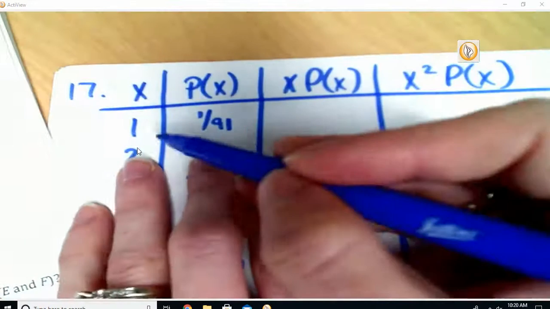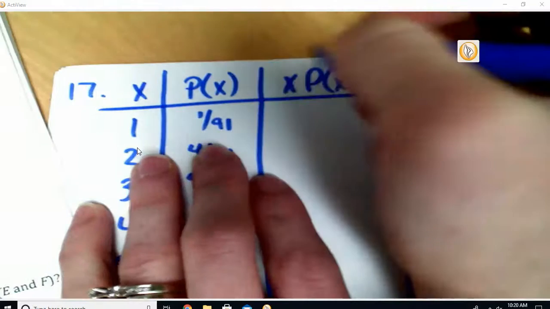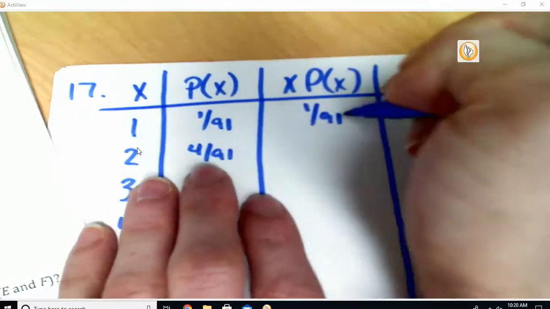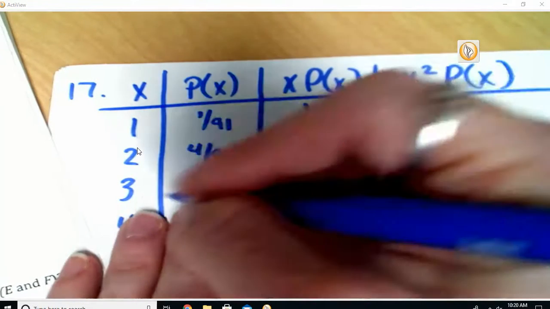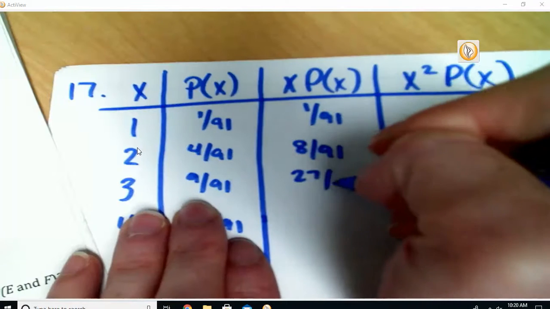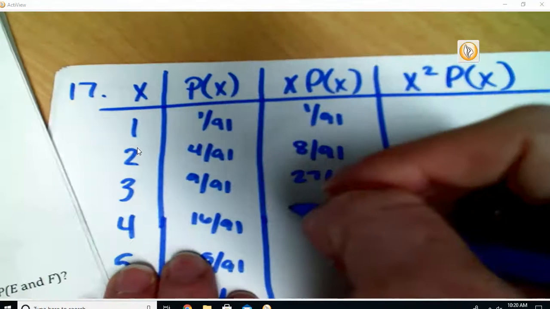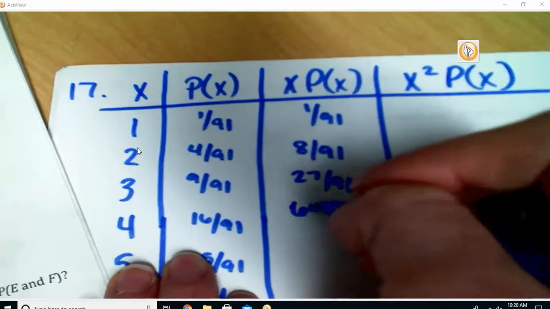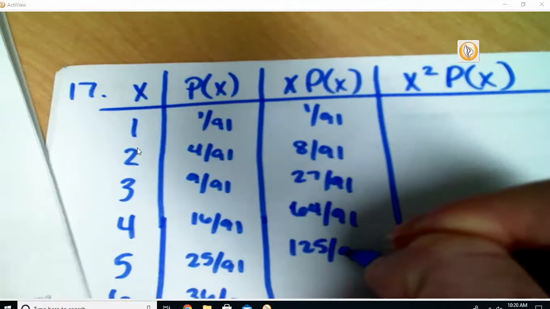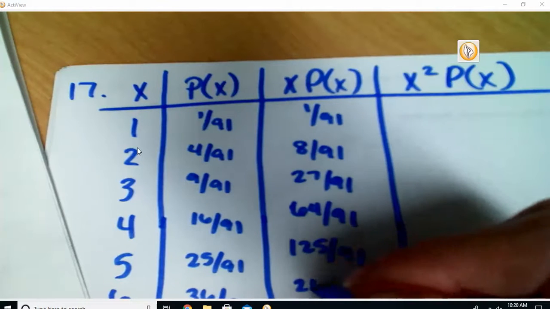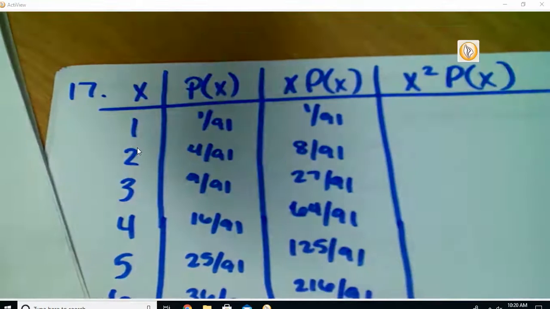X, P of x, you're doing exactly what it says. You're going to take the x times the probability. So 1 times 1 over 91 is 1 over 91. 2 times 4 over 91 is 8 over 91. 3 times 9 is 27 over 91. 64 over 91. 125. And 216. Everybody with me so far?